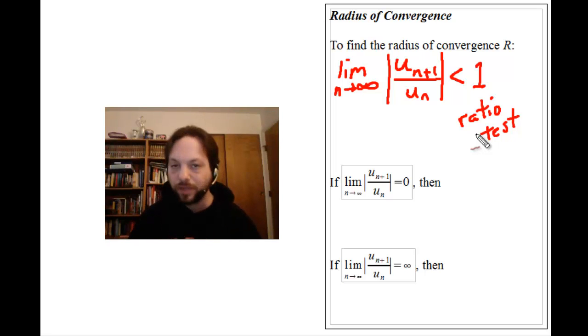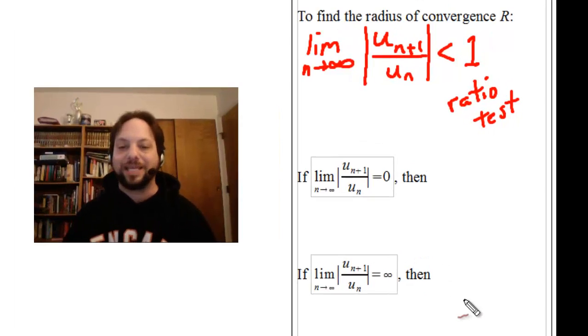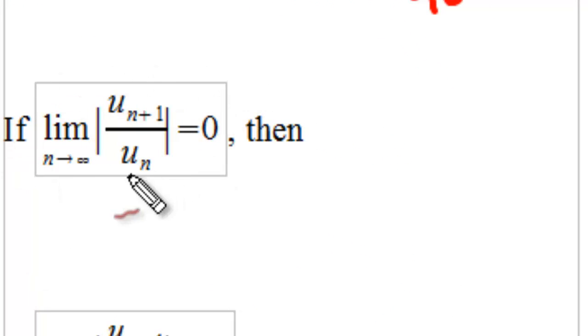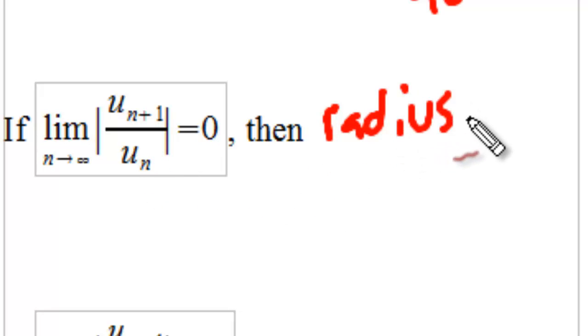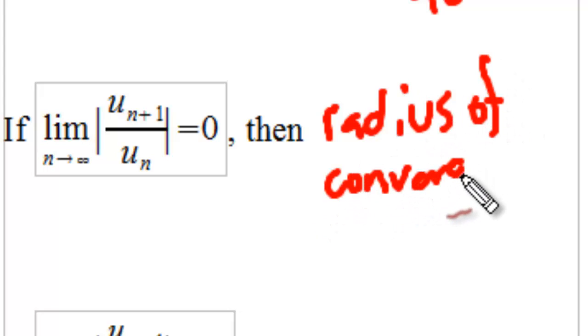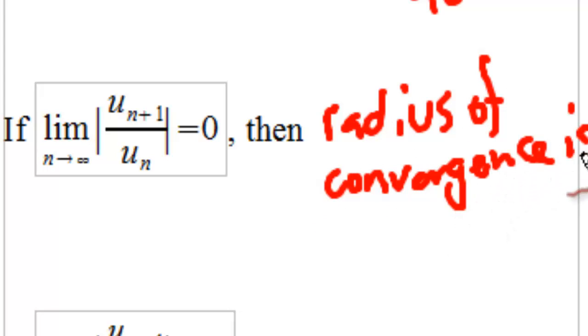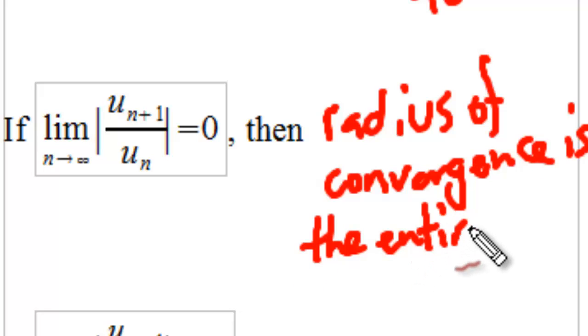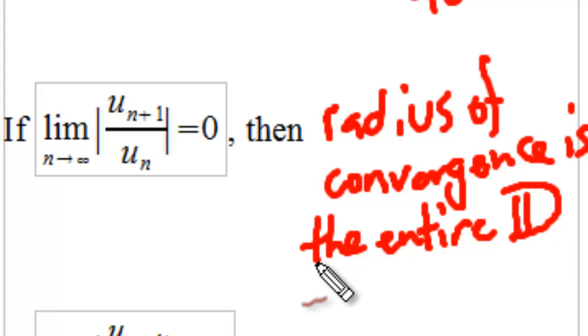Easy enough. However, what if we get something wacky? Let's say we do the ratio test and we find out that the limit of the ratio is actually 0. If we find that out, then what we can conclude is that the radius of convergence is in fact the entire domain. And I'm going to write this here, but it is the entire domain.